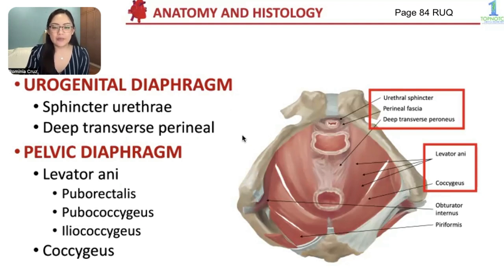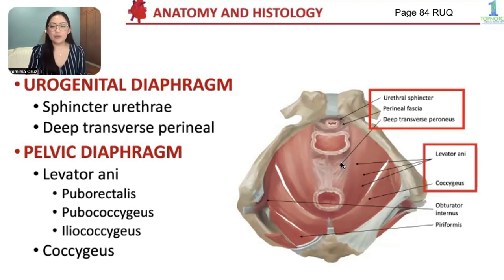Yung urogenital diaphragm is a strong muscular membrane composed of your sphincter urethra and your deep transverse perineal muscles, which is found in the anterior part of the perineum. And this diaphragm would actually occupy the area between the pubic symphysis and your ischial tuberosities. This diaphragm would fill in the urogenital hiatus, which is the gap under the pubic arch where the levator ani is incomplete. So as you can see here, this is your levator ani, and ito yung incomplete area.